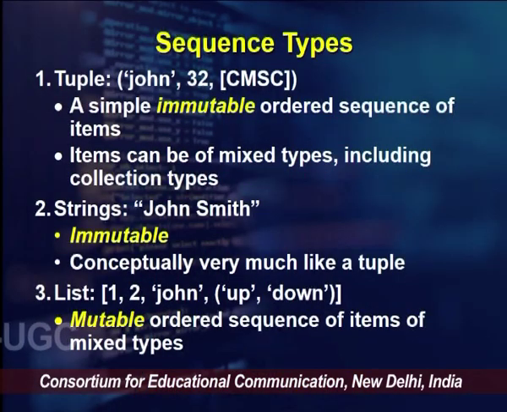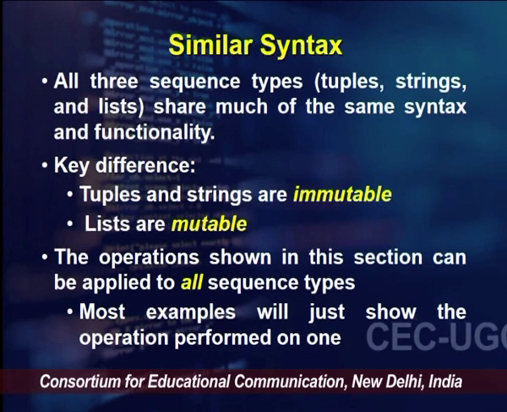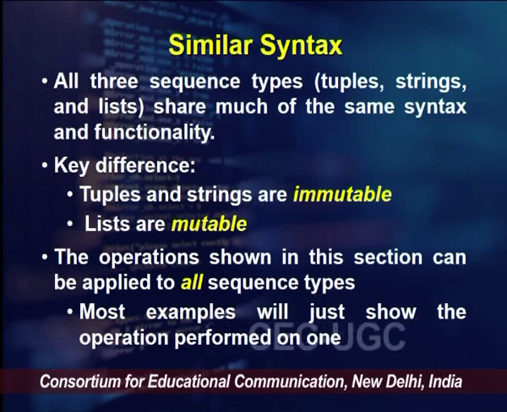But the most important point to remember here is that strings and tuples are immutable, that is, you cannot change them, but a list is a mutable ordered sequence of items, right. So, all these 3, tuple, string and list, share the same syntax and functionality. The only difference is that 2 are immutable, but lists are mutable. There are certain operators which can be applied to all the sequence types. That is why we study them together, because certain operations will be applied to all 3 and will give similar kinds of results.